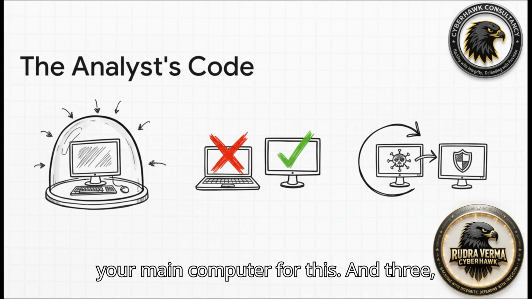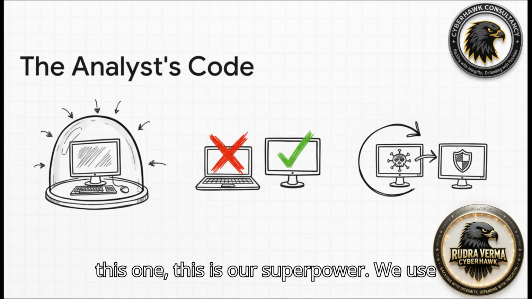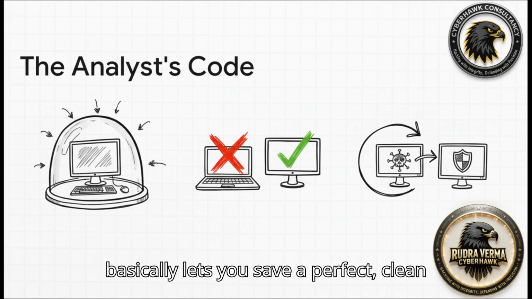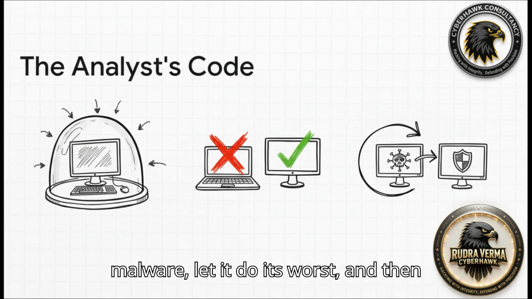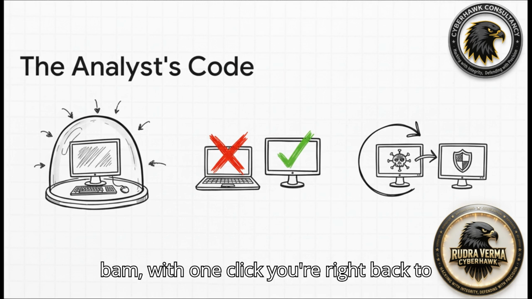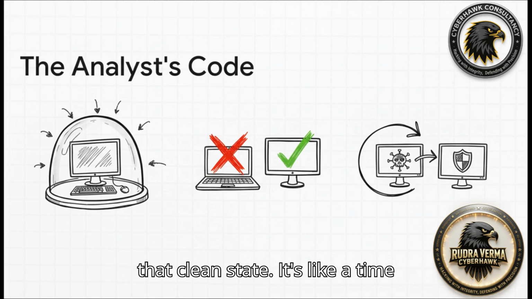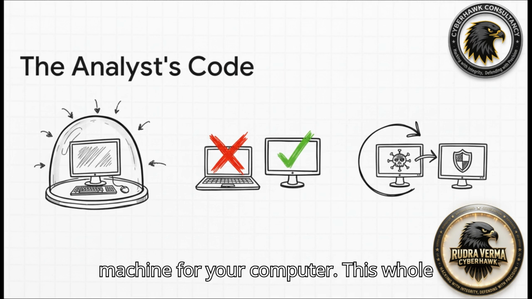And 3, this one is our superpower. We use virtual machine snapshots. A snapshot basically lets you save a perfect, clean copy of your lab. Then you can run the malware, let it do its worst, and then bam, with one click, you're right back to that clean state. It's like a time machine for your computer.